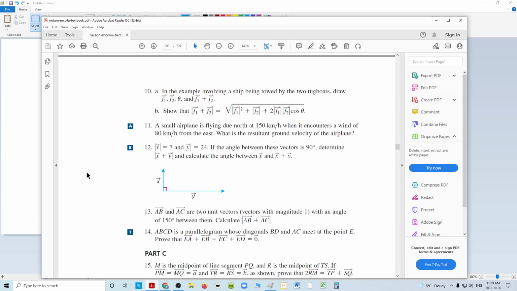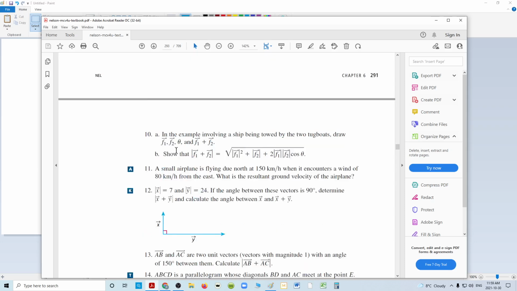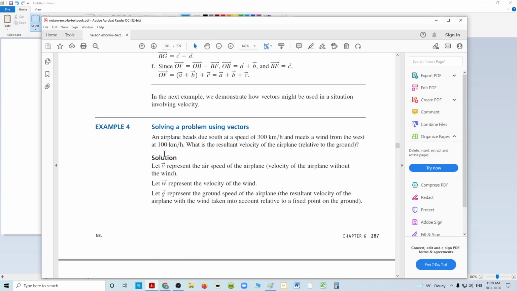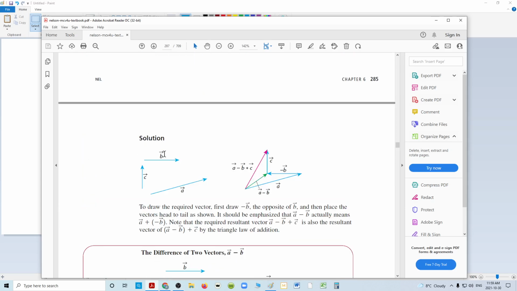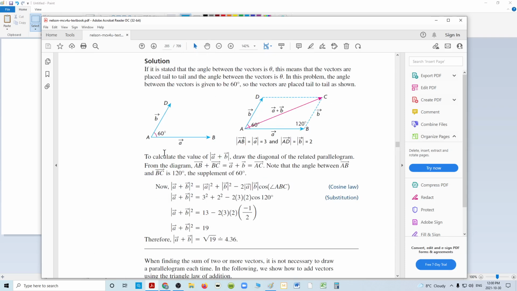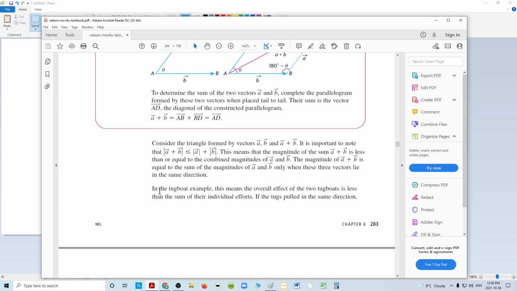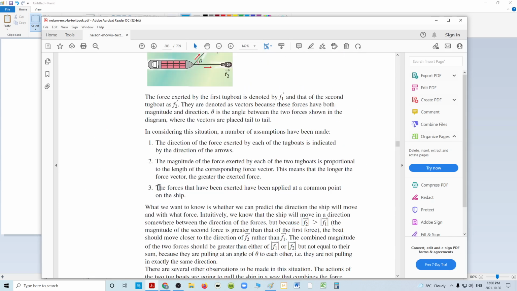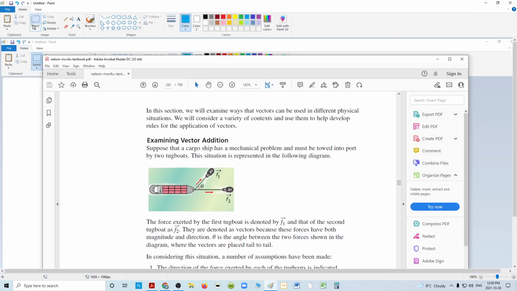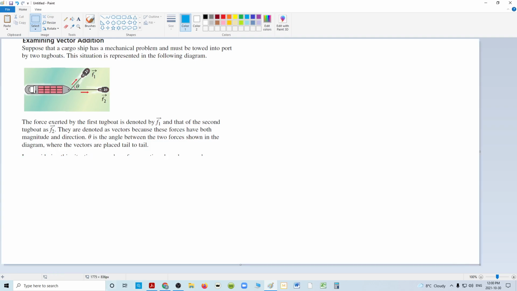In the example involving a ship being towed by 2 tugboats, draw F1 and F2 and theta and F1 plus F2. I missed the example of the ship drawing 2 tugboats. Ah, there we go. They made us come all the way back here. What meanies. Okay, we'll just keep it like that in case we need it. We'll go back to the question.